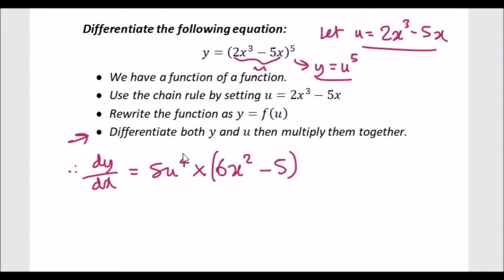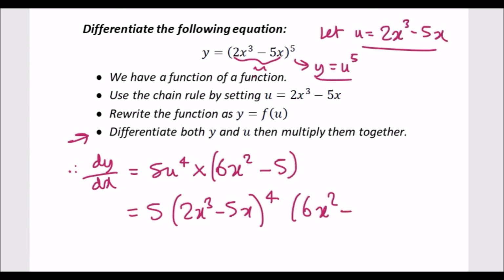So what is u again? Well, u was 2x cubed minus 5x. So just plug it back in. So we should get 5 times (2x cubed minus 5x) all to the power of 4 times (6x squared minus 5). And that's it, guys. That's all you have to do.